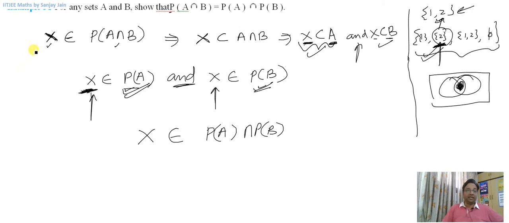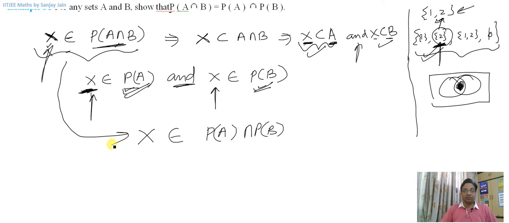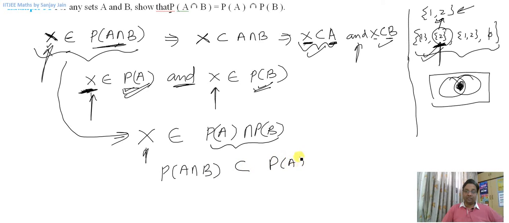Now see, we started with a general element which belongs to this power set, and we reached the conclusion that this element also belongs to this set. Then we can say that this set, power set of A intersection B, is a subset of the intersection of power set of A and power set of B. Right? That is the first thing I have shown you.